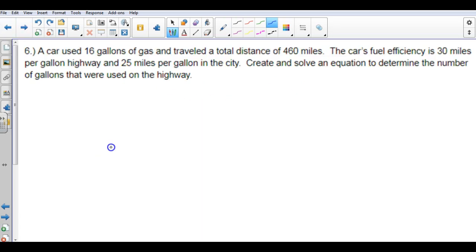Alright, so this next problem is a little more complicated. This next one talks about a car using a total of 16 gallons of gas, and it travels 460 miles. It's giving us the car's fuel efficiency on the highway, and then how much the car consumes in the city, and it's a little bit less. So we want to create and solve an equation to determine the total number of gallons that are used just on the highway. So this actually becomes a system of equations where I'm going to let x equal the number of gallons the car used on the highway.